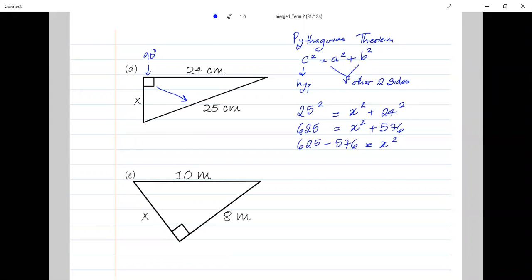So I'm going to subtract. That is equal to 49. So I'm going to have x squared is equal to 49. What is the opposite of squared? Square root. X would be equal to the square root of 49. X would be equal to 7 centimeters.